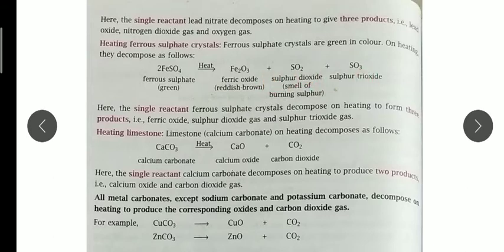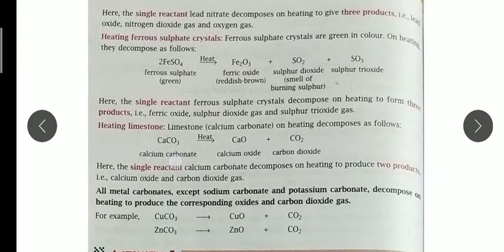Another example is heating limestone. The formula of limestone is CaCO3. It is a carbonate salt. Whenever we heat any carbonate salt, it releases carbon dioxide gas. So always remember, carbonate salts release carbon dioxide gas. When we heat calcium carbonate, we get calcium oxide, CaO, plus carbon dioxide. Here also we have one reactant and it decomposes into two products.